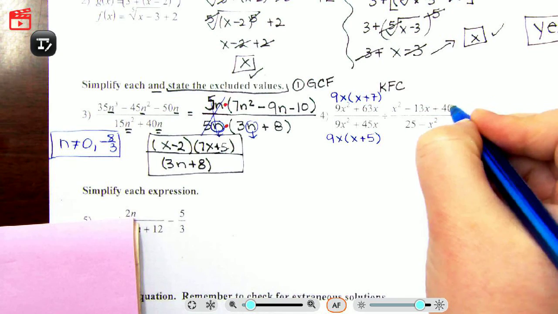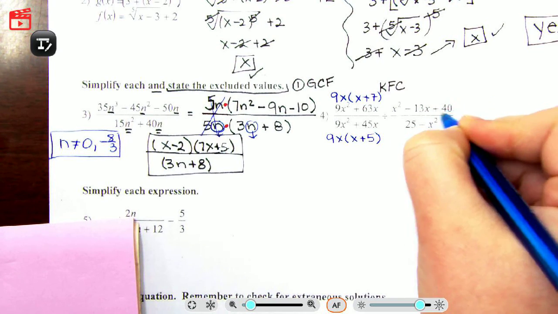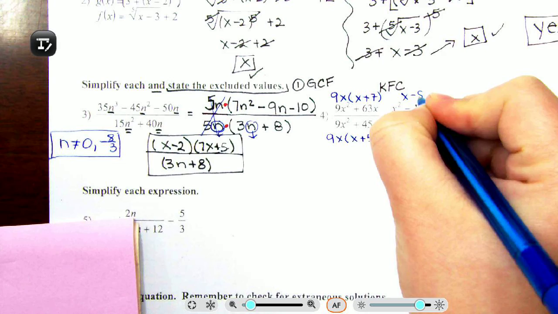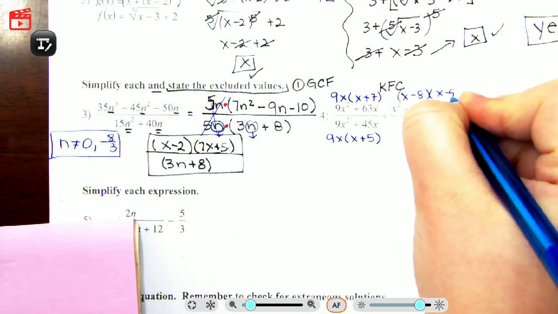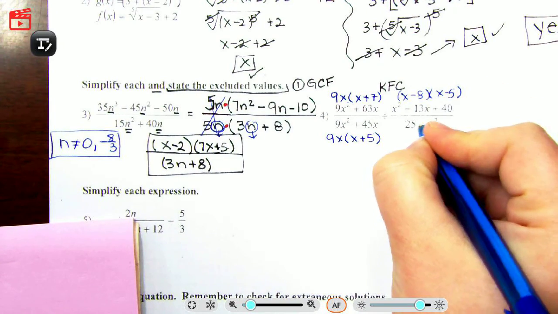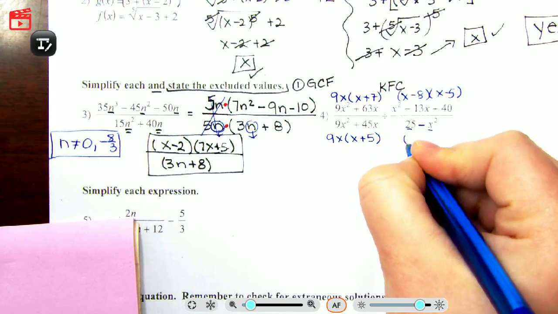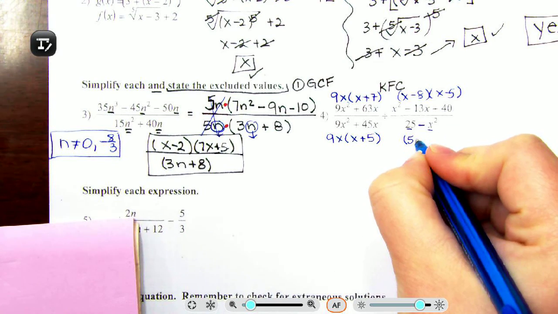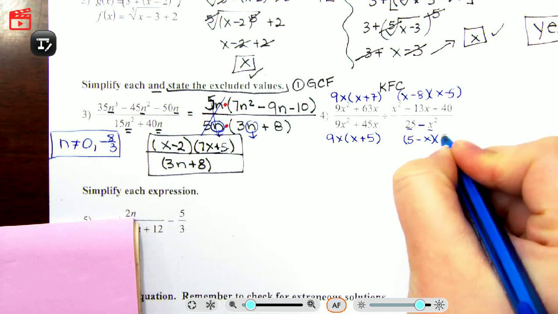This one here, let's see, 2 numbers that multiply to 40. That is 8 and 5. And then does 8 and 5 give us 13? Oh, it does, and both of them are negative. So x minus 8, x minus 5. And this one here is the difference of 2 squares. So you should know this. This is one of your factoring rules or patterns, factoring patterns. So this should be 5 minus x and 5 plus x.